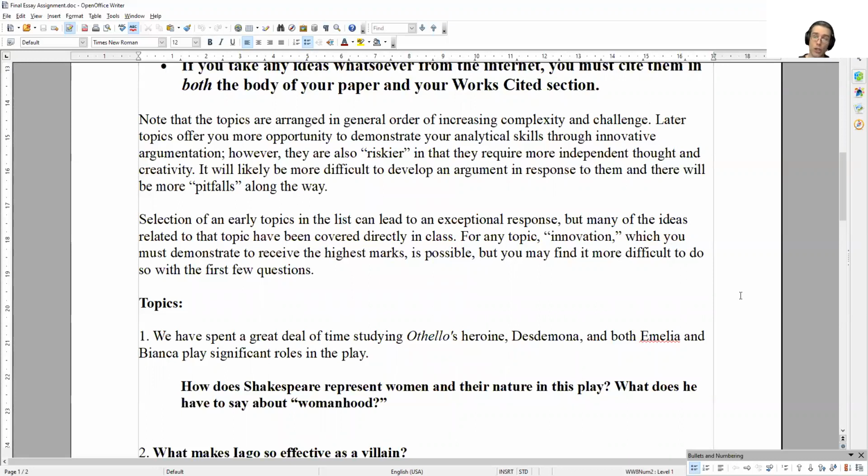However, the earlier topics are ones that we have covered in more detail, so it'll be slightly more difficult for you to do so. They're easier, safer topics because everything you need really is found in the videos to make a solid, competent essay. But if you really want to push yourself, you may want to consider developing a unique response to one of these arguments, or developing a response to one of the later arguments, drawing on material that we haven't really addressed. Again, if you take ideas from the internet, you must cite them.